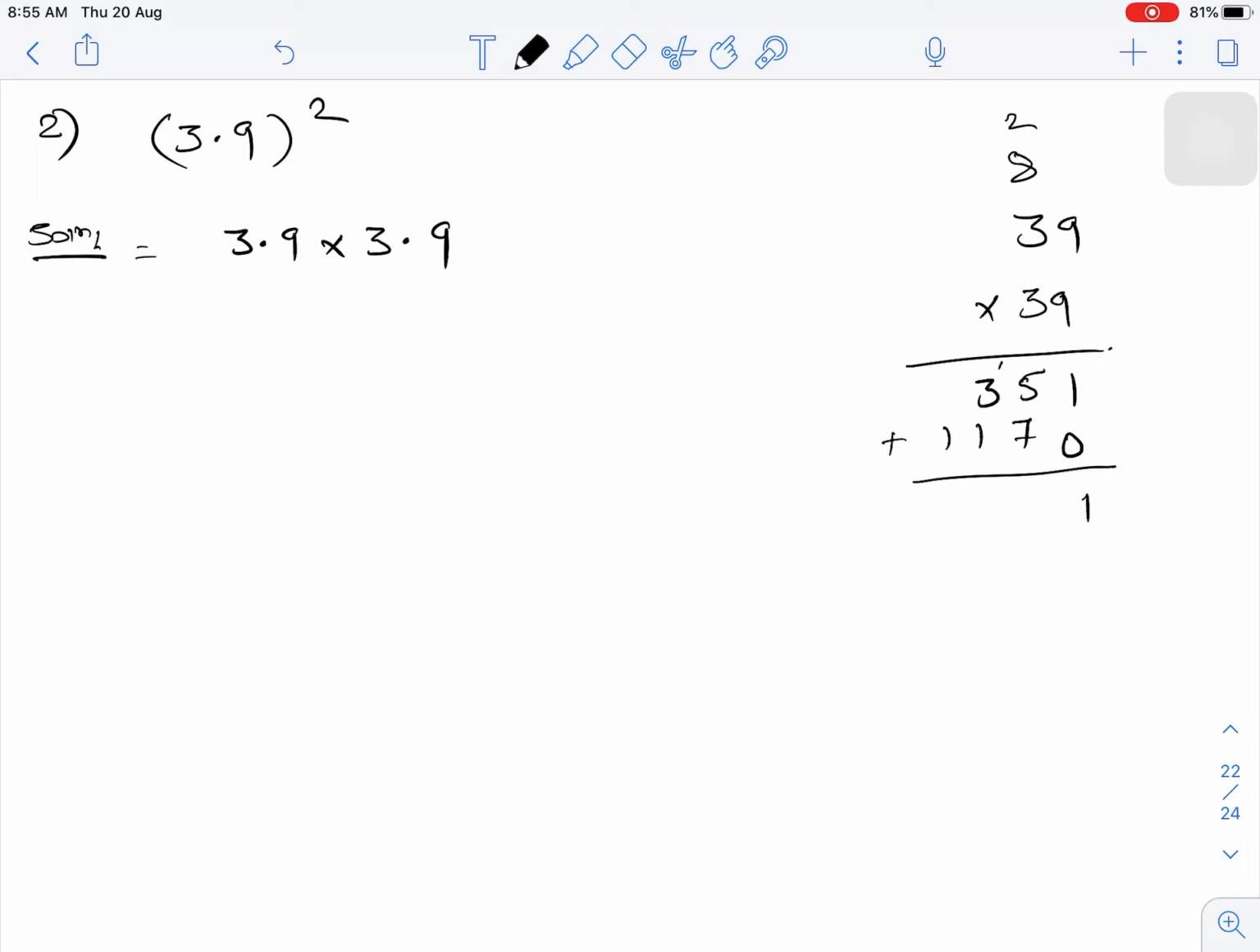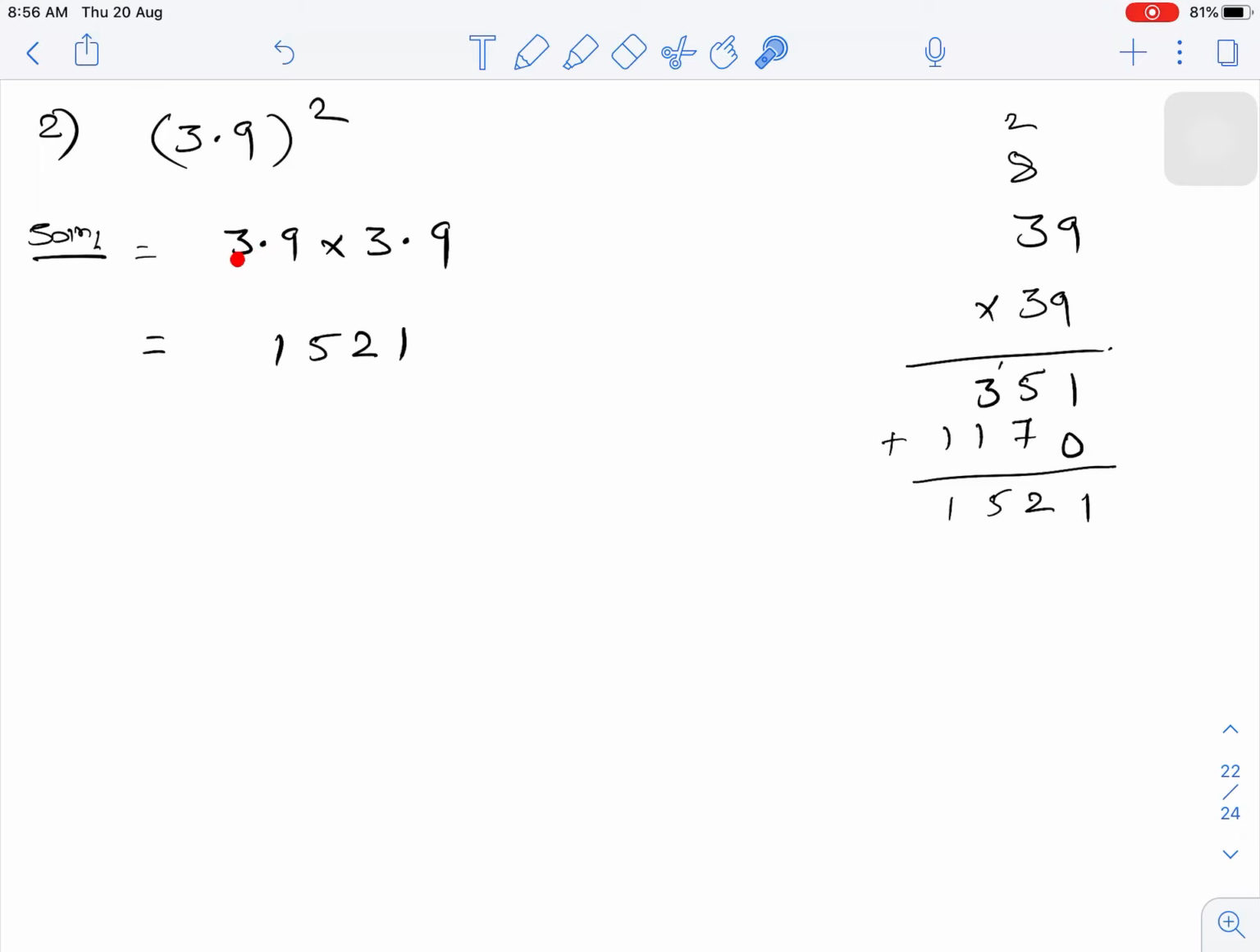Now 5 plus 7, 12. Then 1 plus 3, 4 plus 1, 5, and this one as it is. Okay, so what is our answer? So 3.9 into 3.9 equals, now this number as it is, 1521. Okay, now we have to adjust the decimal place.